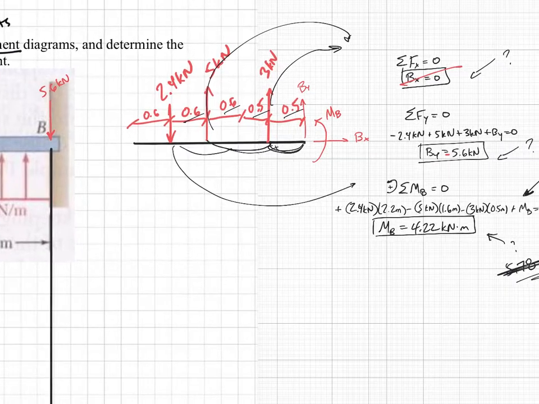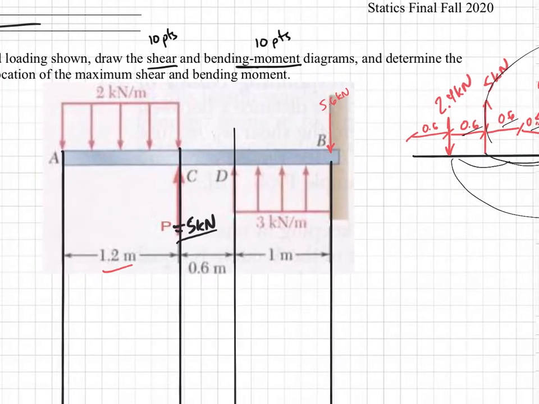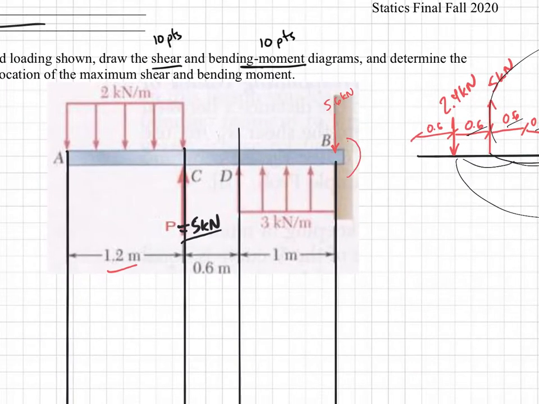And then let's check the sign on the moment. It looks okay. It is a positive 4.22 kilonewton-meters, so it's going to look like this: 4.22 kilonewton-meters.